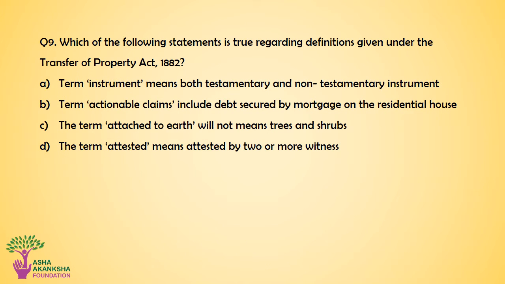Question 9. Which of the following statements is true regarding definitions given under the Transfer of Property Act 1882? Option A. Term instrument means both testamentary and non-testamentary instrument. Option B. Term actionable claims include debt secured by mortgage on the residential house. Option C. The term attached to earth will not mean trees and shrubs. Option D. The term attested means attested by two or more witnesses.